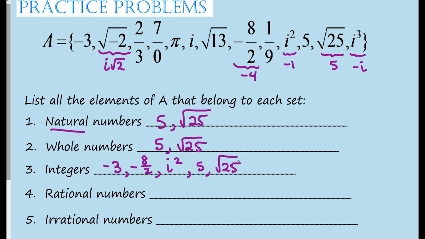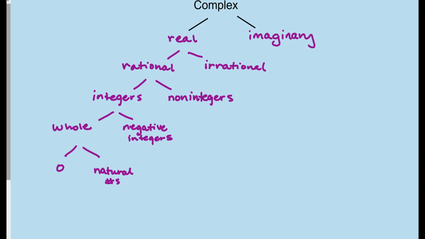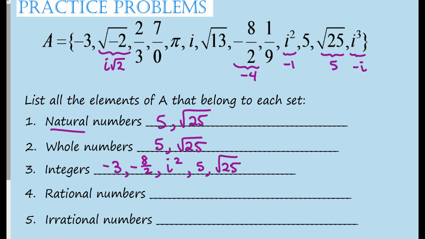Rational numbers. Okay, everything that's an integer is also a rational number. Remember, integers are a subset of the rational numbers. So any integer belongs to the rational numbers. So that means anything we've already listed, we're going to list again. Anything we listed in the integer list, we're going to list in the rational number list. And then in addition to that, we have 2/3. Don't include 7/0. Remember, we can't divide by 0. We have 1/9. And I think that's it.